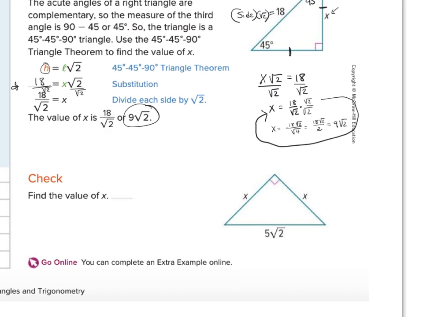And let's see here, looking at this, again, I know that my hypotenuse should be equal to the side length times the square root of 2. If I divide both sides by the square root of 2, x is equal to 5. And of course, square root of 2 divided by square root of 2 is 1. That's how x is simply equal to 5.